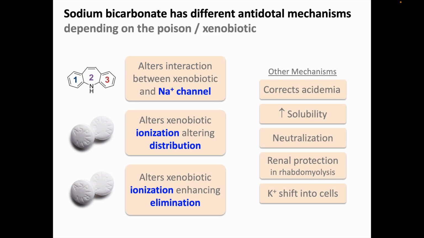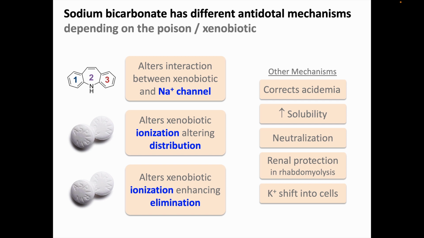As just alluded to, bicarb has different mechanisms of action depending on what poison for which it's being used as an antidote. On the left-hand side, I've listed the more important mechanisms, since they're the ones related to salicylate toxicity and for sodium channel blockade. Starting from the top left, sodium bicarb alters the interaction of the xenobiotic with the sodium channel that they're blocking. And with salicylate toxicity, bicarb has 2 effects relating to alkalinization, pharmacologically manipulating the pH of body fluid compartments. Sodium bicarbonate alters salicylate ionization that both affects its distribution in the body and enhances its renal elimination.